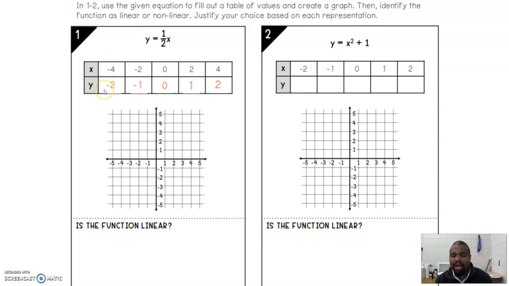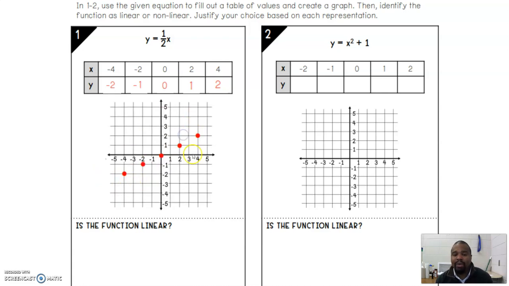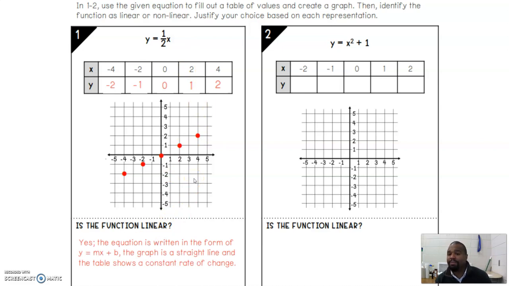If we look at our ordered pairs, (-4, -2), (-2, -1), (0, 0), (2, 1), and (4, 2), and we plot these on our coordinate plane, it will look like this. So it's a straight line. We have a constant rate of change, which is 1/2 times your input, and this is in the format of y equals mx plus b. Now, I know you don't have your plus b here, but you still have a constant rate of change, so it's still in that format. Because of that, this is going to be a linear function.